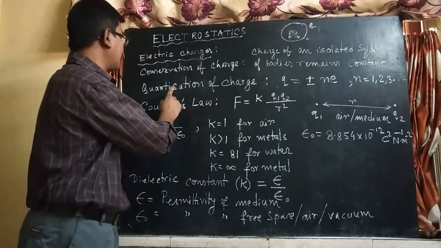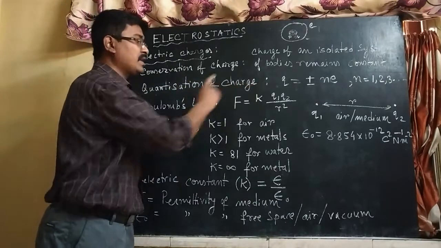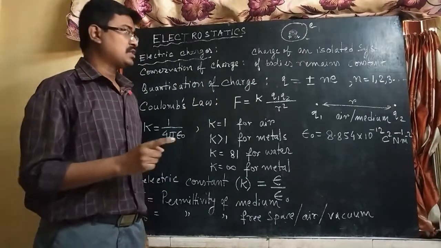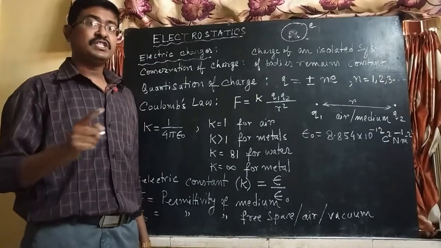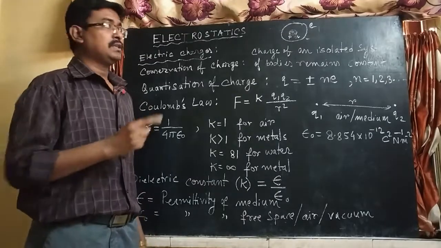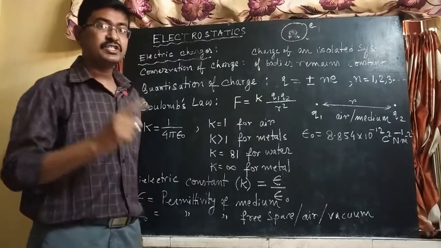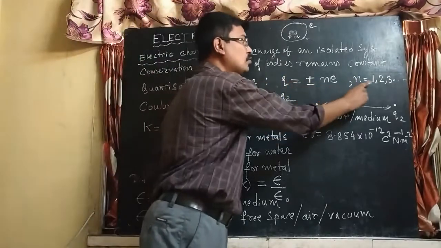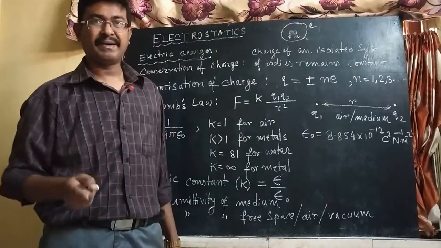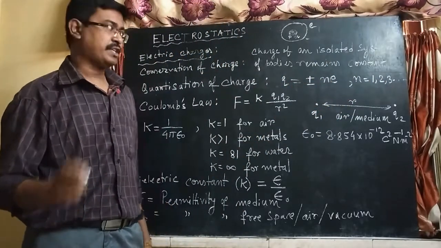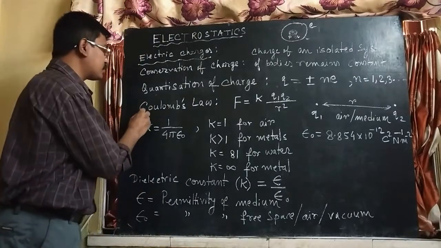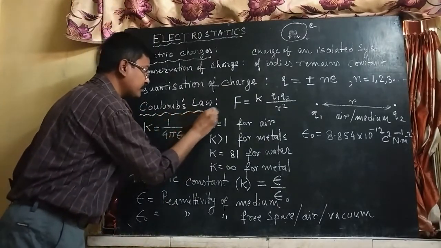Because the charge on a body is an integral multiple of the electronic charge. Integral multiple means n is equal to 1, 2, 3, 4, 5, but not a decimal or a fraction. Now comes Coulomb's law.